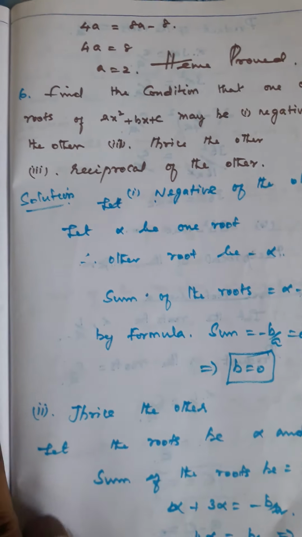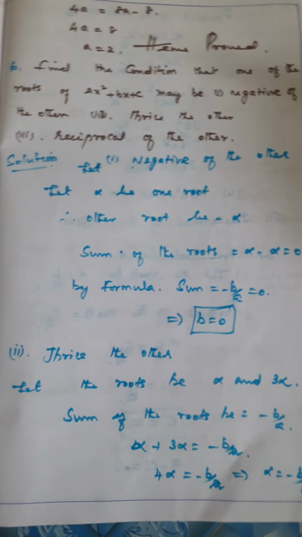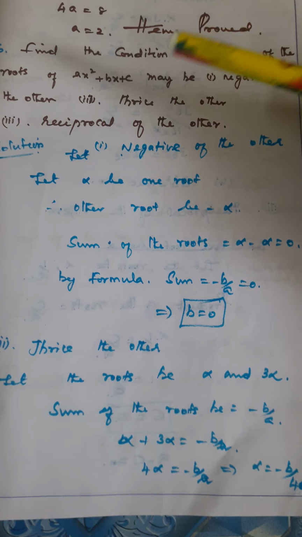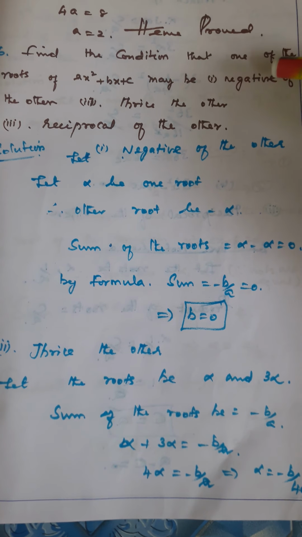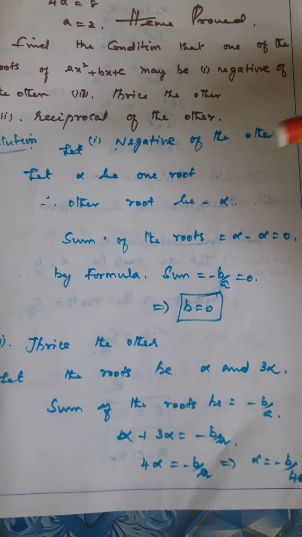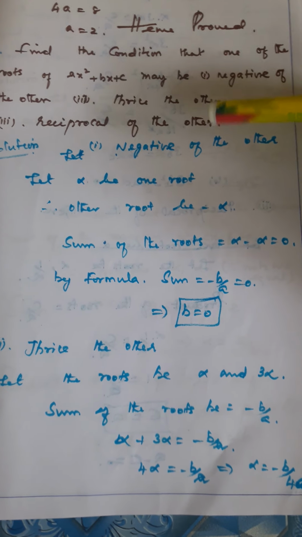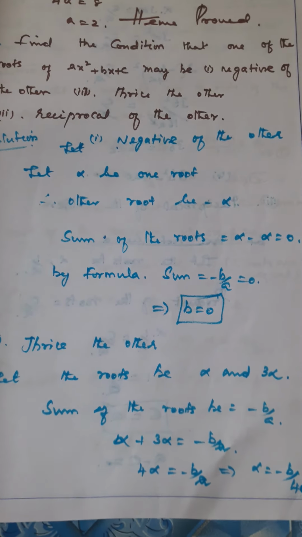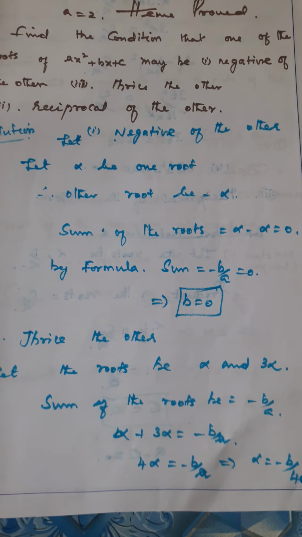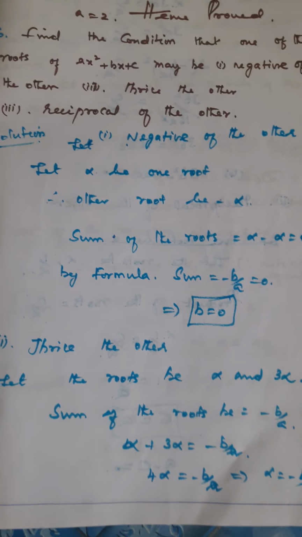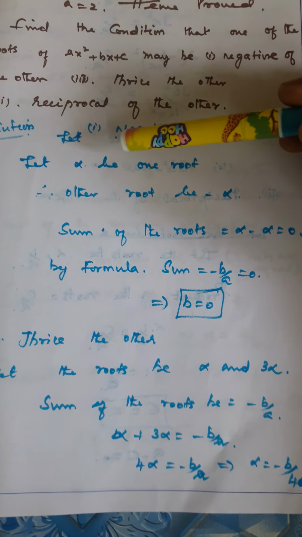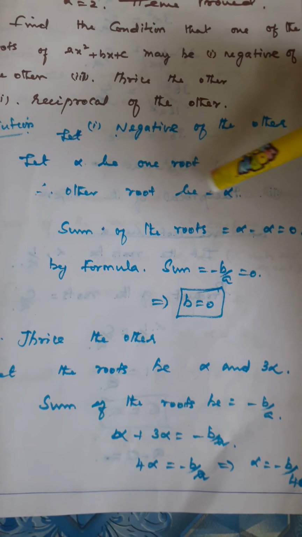So hence proved. And question number 6: find the condition that one of the roots of the equation may be the negative of the other, thrice of the other, and reciprocal of the other. So the first one, negative of the other. One root is the negative of the other means we can take one root as alpha, and the other root will be minus alpha, right? So this will help in your language skill, right? So alpha be the one root, then the other root be minus alpha.